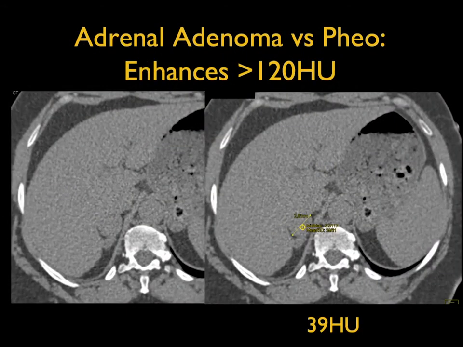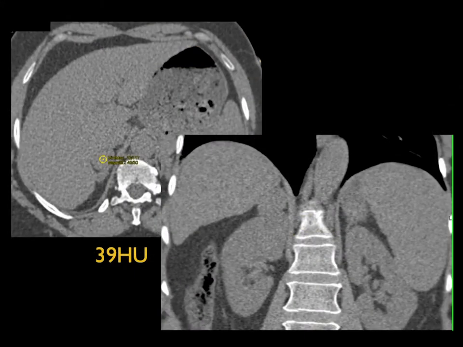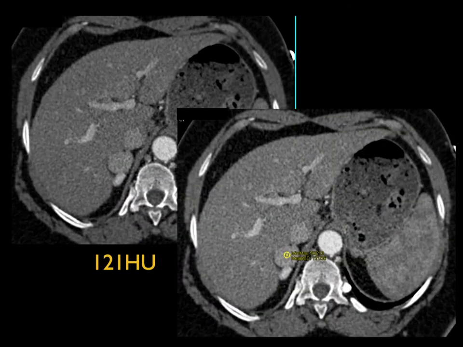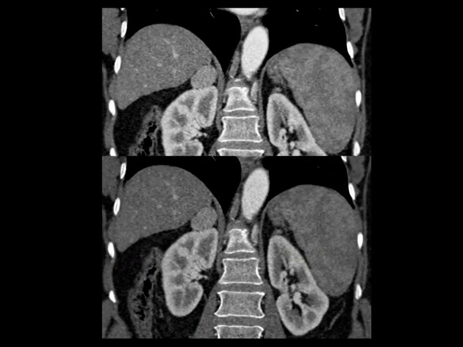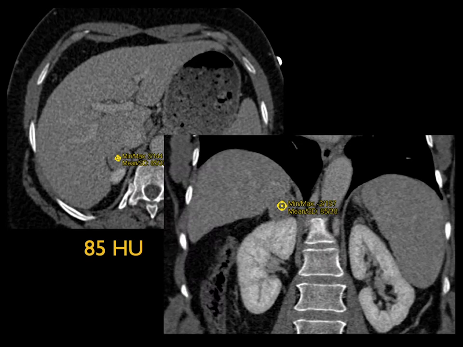And just to show you some examples, here's a nice lesion, enhancing, 32 non-contrast. Who knows what that could be? Not that large. Here it's 121. It's very bright. This was a pheochromocytoma. Here it is in the coronal, and here it is washing out.